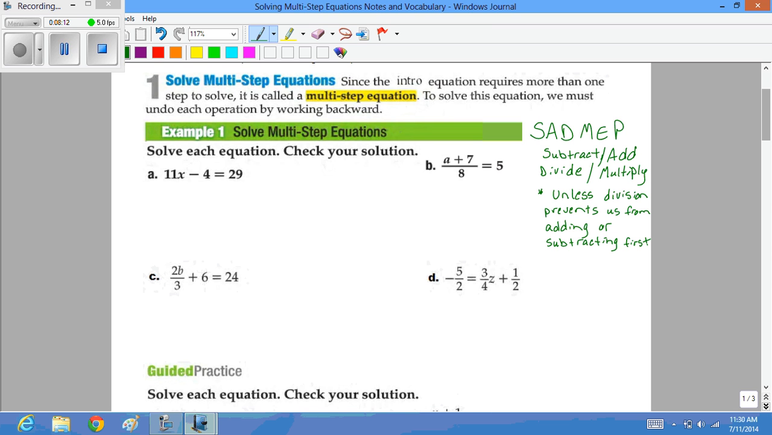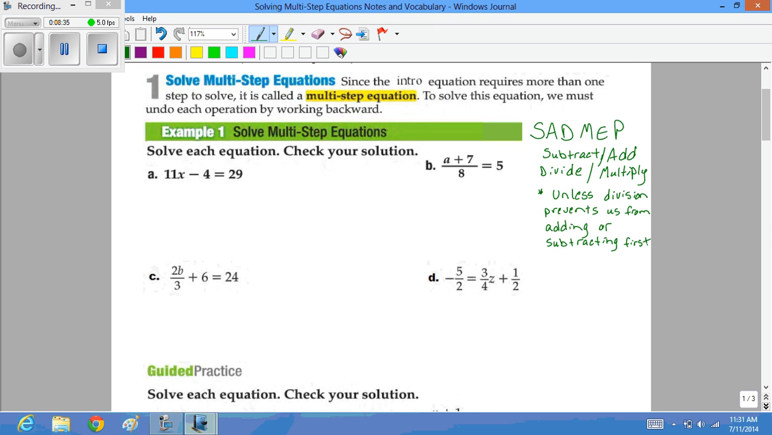So most of the time, we are going to subtract and add first, which we did. We subtracted that 250. Then we're going to divide or multiply. And again, we divided off the 80 or the 40. Notice here I said unless the division prevents us from adding or subtracting first. So sometimes, of course, there's always that stipulation, and we're going to get to that in this next problem.